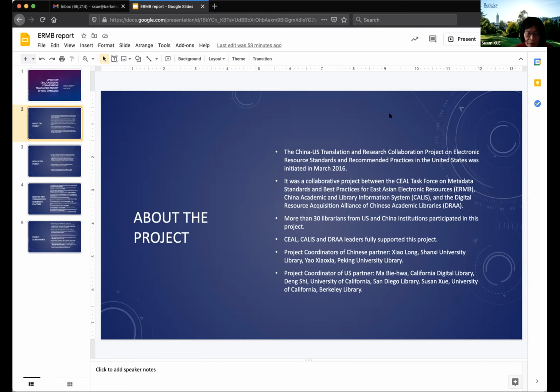For the Chinese side, the project coordinators are Xiaolong, who is currently the director of Shanxi University Library, and Yao Xiaoxia, who is currently deputy director of Peking University Library. From the US side, the project coordinator is Ma Bihua from California Digital Library. In fact, Bihua initiated this important project. Deng Shi is from University of California, San Diego Library, and myself from University of California, Berkeley Library.